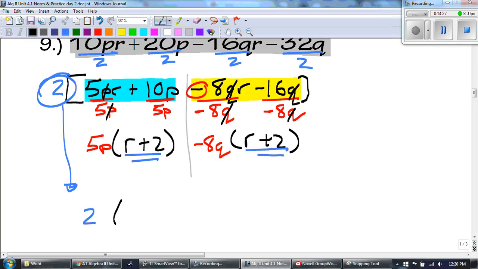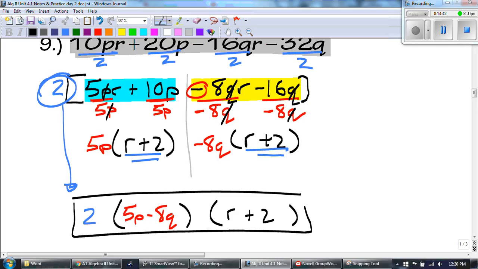So, same thing. Okay, I bring the 5P and the negative 8Q together, and then we have the R plus 2. I can't forget about that 2 we took out from the very beginning, otherwise we'd be changing the problem.